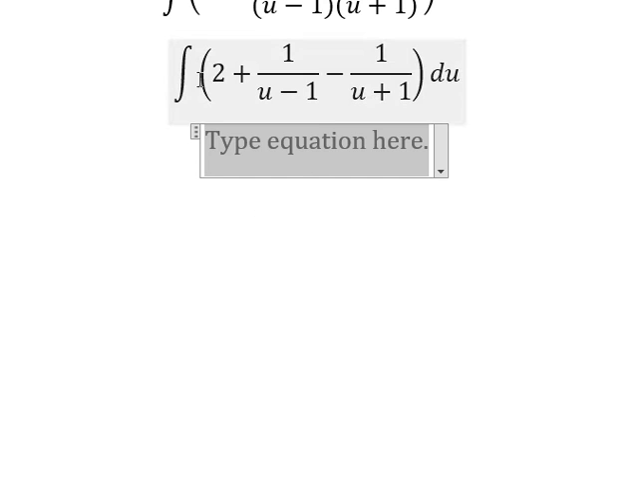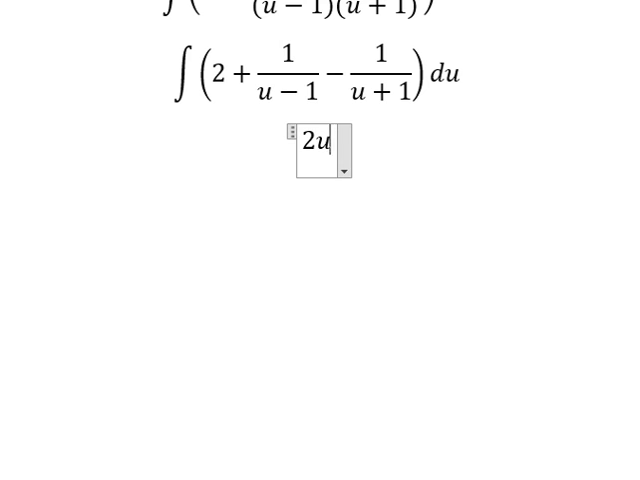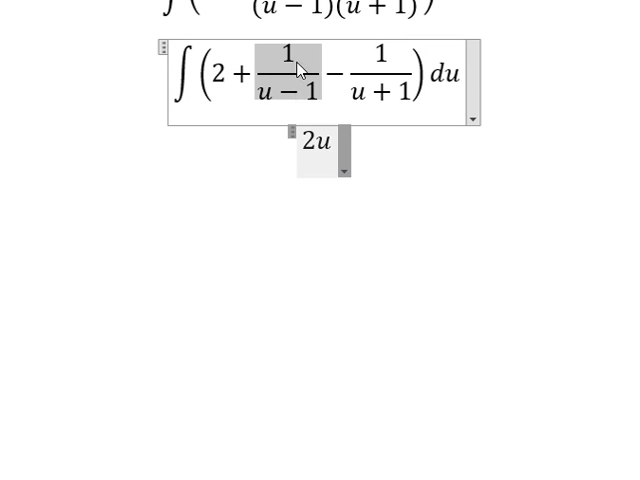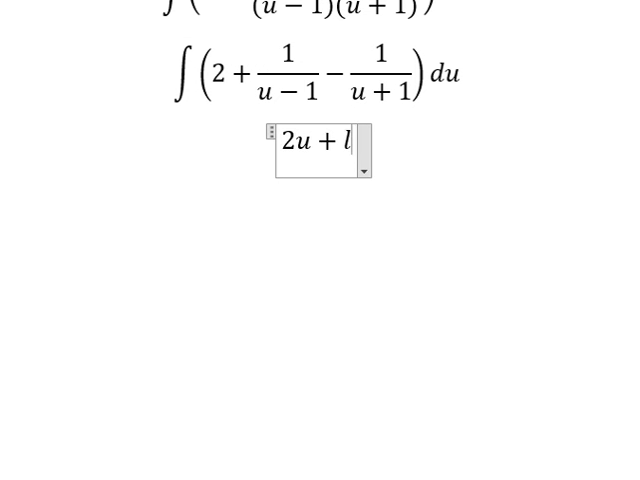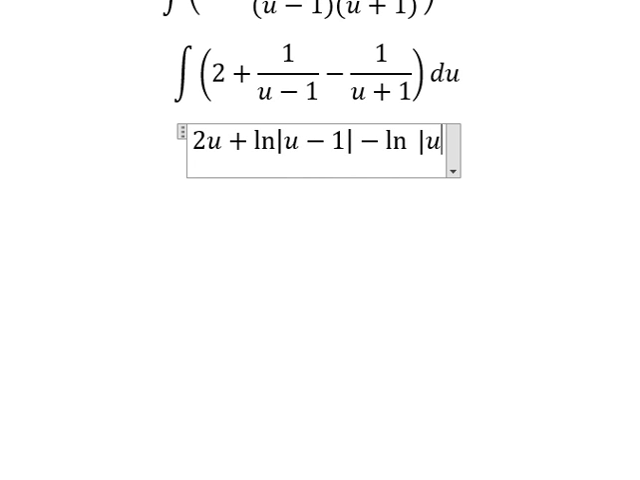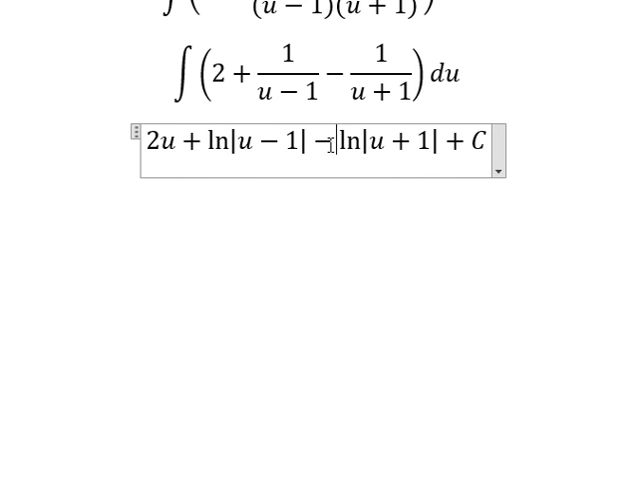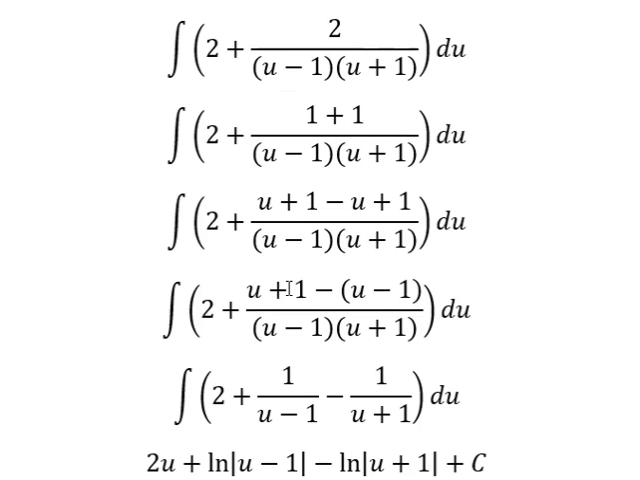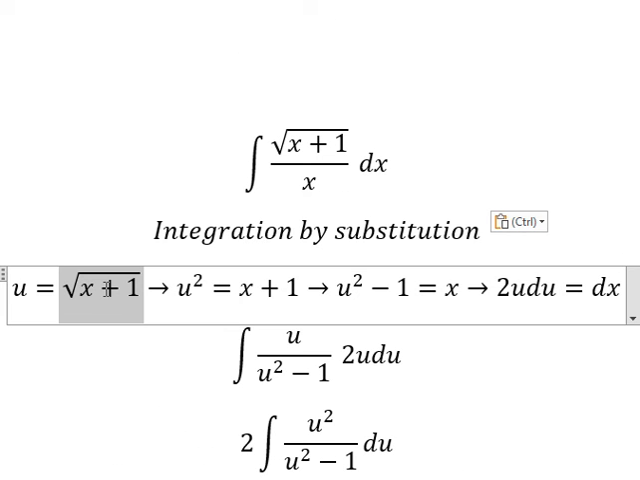The integration of number 2, we have 2u. The integration of this one, we have ln of the absolute value of u minus 1. And similar for the next one. About u, that is this one.